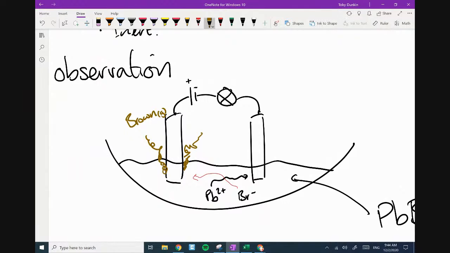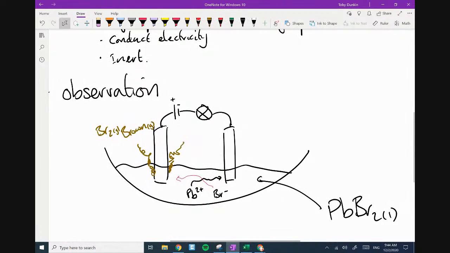Now that brown gas, as we all know, is bromine. It's Br2 gas. This is because bromine is a liquid at room temperature, but at this temperature, at 370 degrees, it's going to come out as a gas. So we see at the positive electrode, brown gas. At the negative electrode, we see nothing until we remove the electrode out of the whole setup. If we take this black electrode and we remove it, we see something really cool.